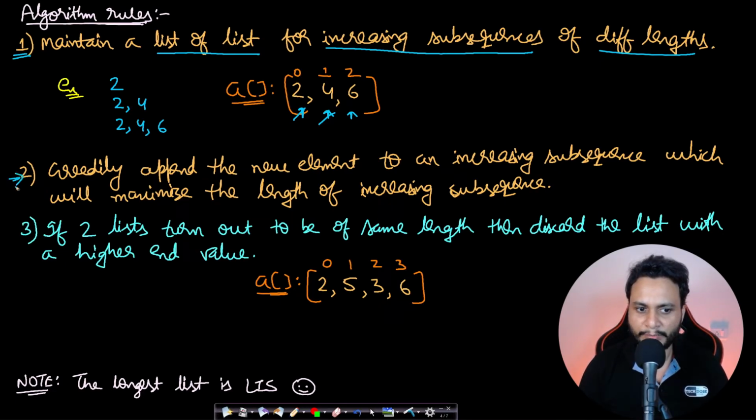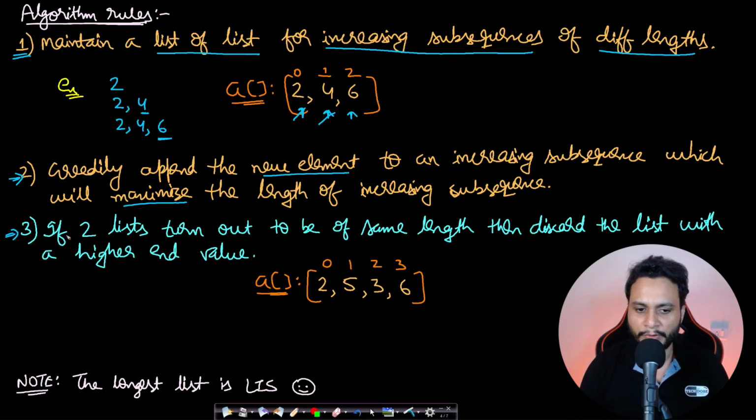If you look at the second point, it says that we have to greedily append the new element to an increasing subsequence which will maximize the length of the increasing subsequence, and that is what we have done, right? We had multiple choices. While appending 6, I could have made a new list, or I could have appended after 2 or after 4, but appending after 4 actually gave me a list of the longest increasing subsequence length, right? So we will be making the choices greedily.